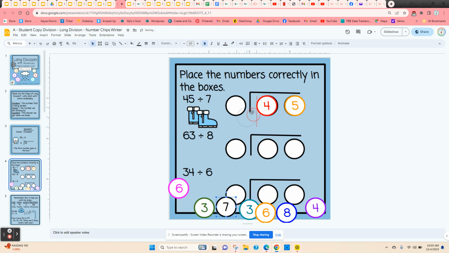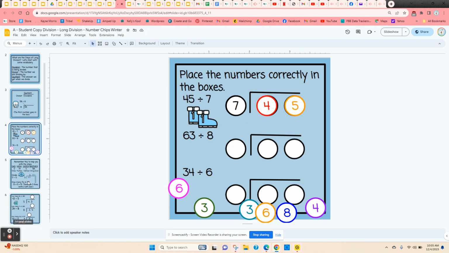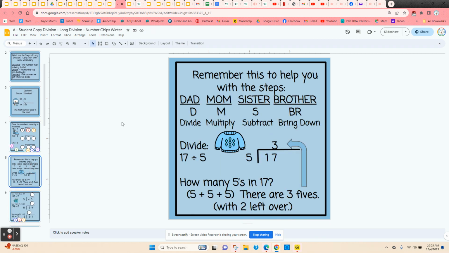This is important, and it's just a repetition that helps students solidify where these numbers go in their division so they don't get mixed up. And then it gives them an acronym to remember the steps, dad, mom, sister, brother for divide, then multiply, then subtract, and then bring down.